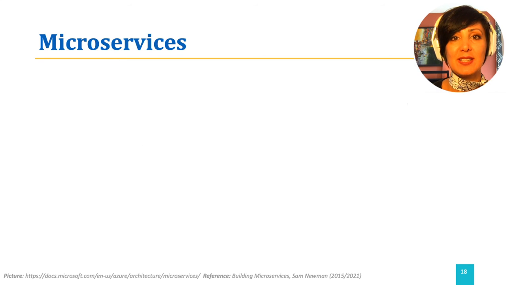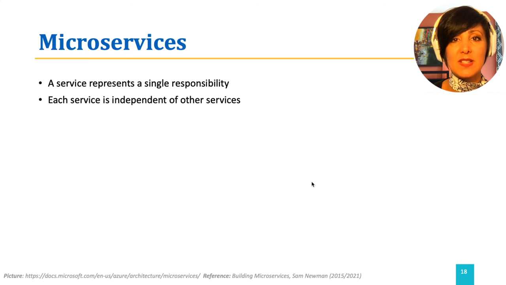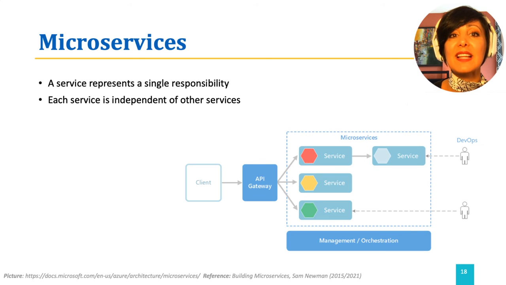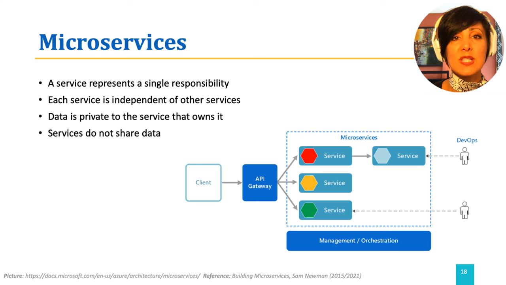Microservices architecture has become increasingly popular in the last couple of years. In this model, a service represents a single responsibility, which is independent of the responsibilities of other services. This means that each microservice is an independently deployable and releasable software. Data in this model is private to the service that owns it, and services are usually prohibited from sharing data.